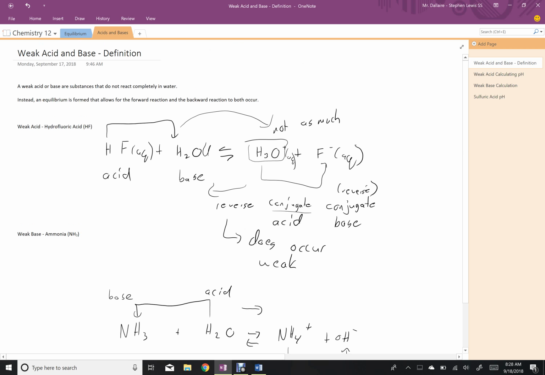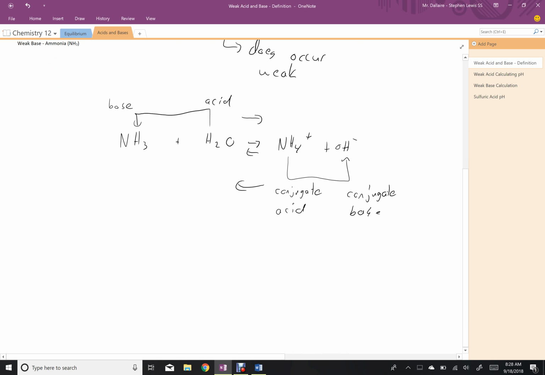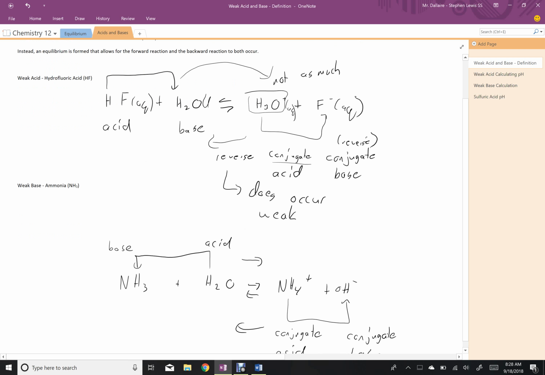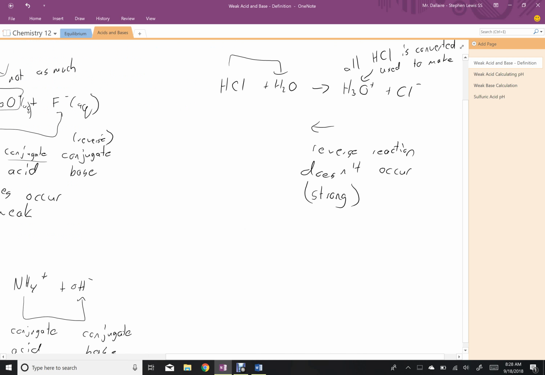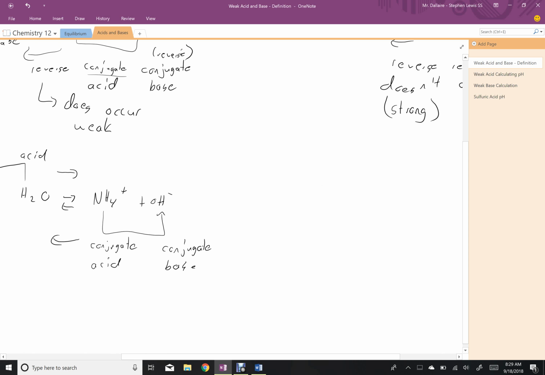Same thing with HF. This is different from the strong case like HCl, where water has much more of an affinity, or much more of an attraction, for that hydrogen than does the chloride. So once that water steals that hydrogen from the chloride, none of it goes backwards.